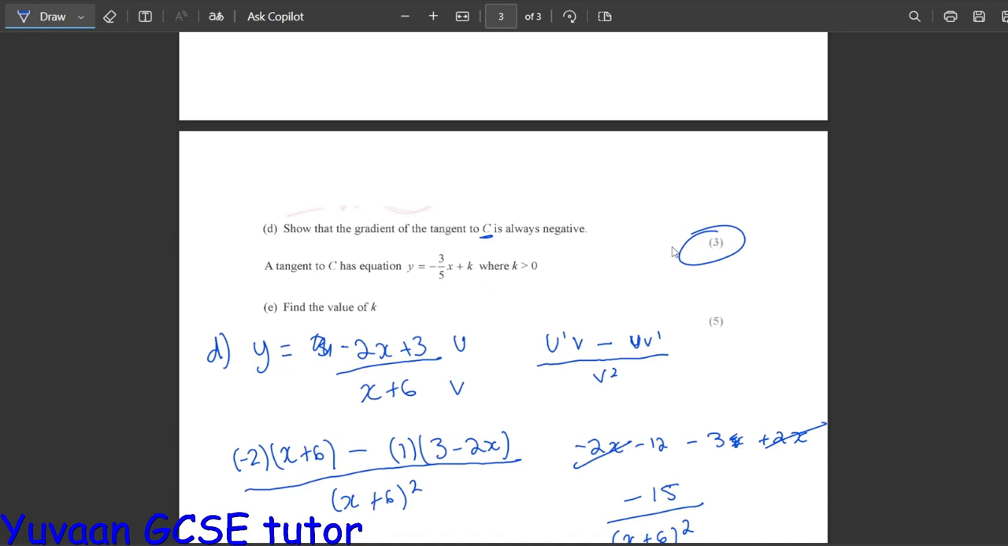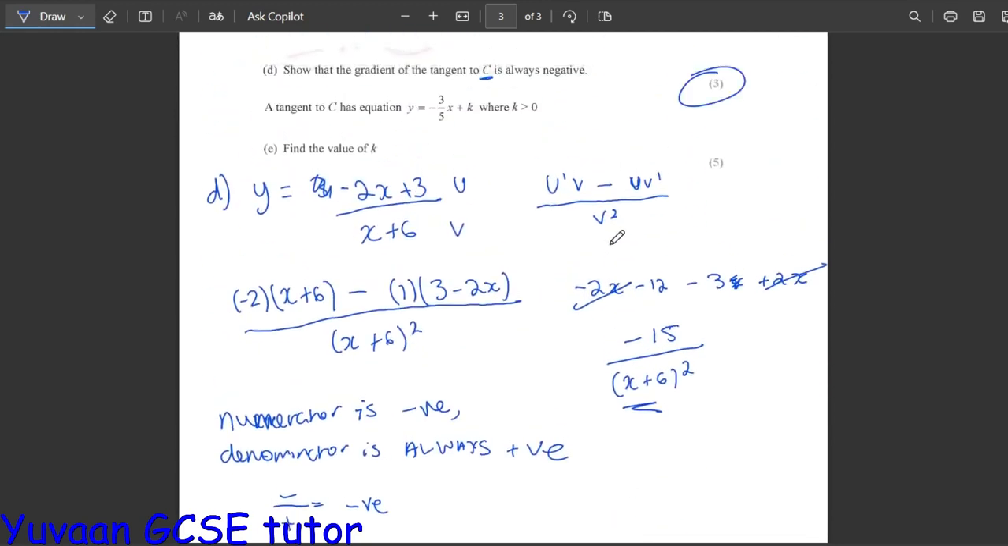That'll give us all 3 marks, guys. Make sure in show that questions like these you always give a conclusion. Simply doing the quotient rule will only give you 2 marks. The conclusion will secure you the final 3rd mark. So guys, let's move on to the next part.